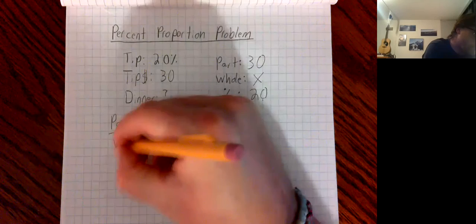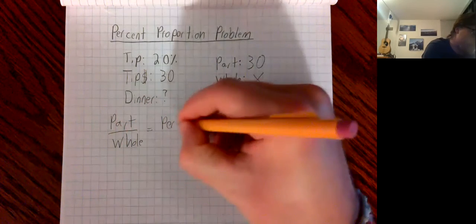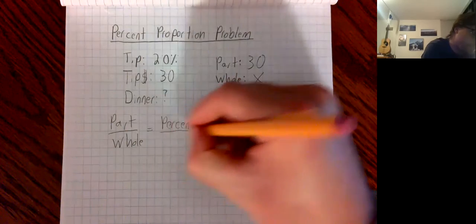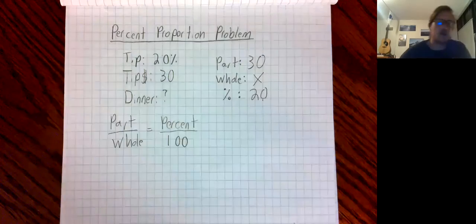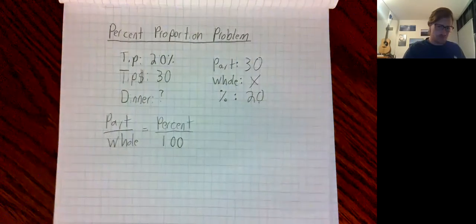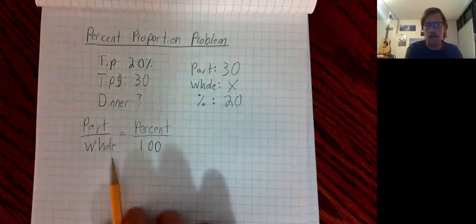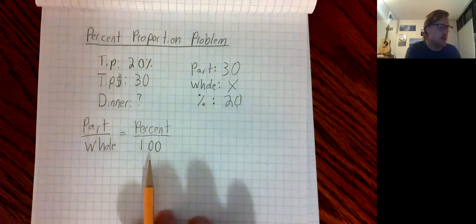Part over whole equals percent over 100. Remember, this is the standard formula that we're going to use over and over again. So make sure that you guys are memorizing this. Part over whole equals percent over 100.